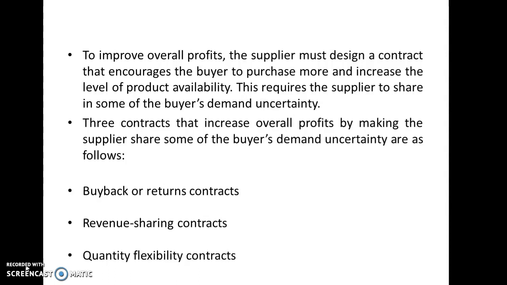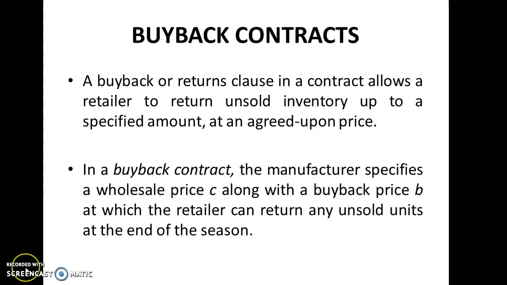The first one is the buyback or return contract. The second one is the revenue sharing contract. The third one is the quantity flexibility contract. So we will be discussing all these three kinds of contracts in the coming slides. The first one is buyback contracts.